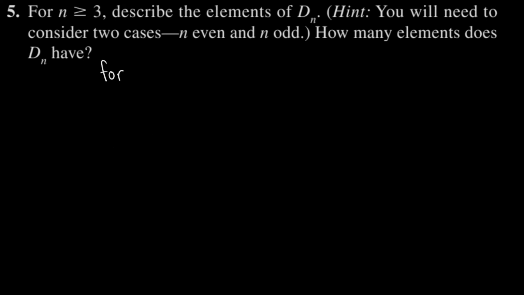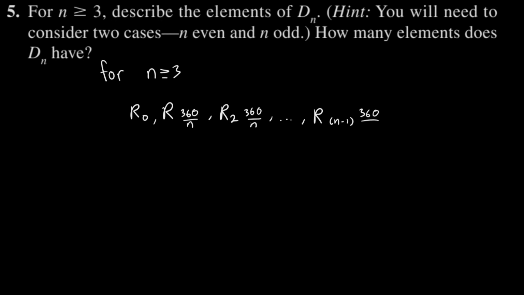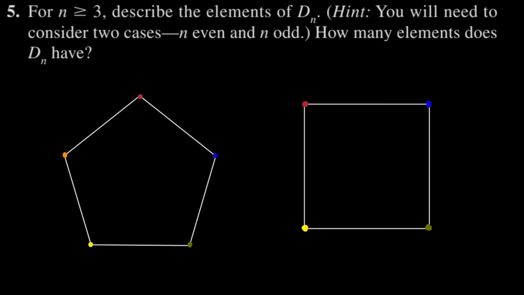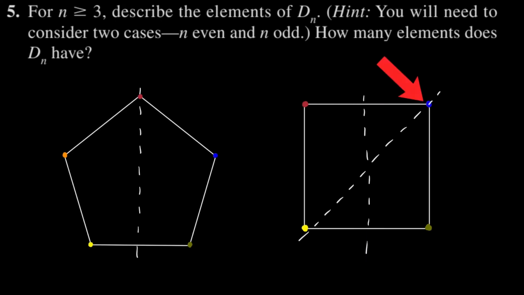So if we write this in a more general sense, then we have R0, R360 over n, R2 times 360 over n, and so on all the way up to R(n minus 1) times 360 over n, and then we just have n flips. So if we add all of these up, then we'll find out that Dn has 2n elements. And to address the hint, if n is odd, then the axes of reflection are from vertices to midpoints. And if n is even, then they're from midpoints to midpoints and vertices to vertices.